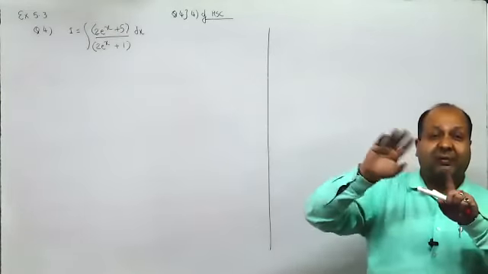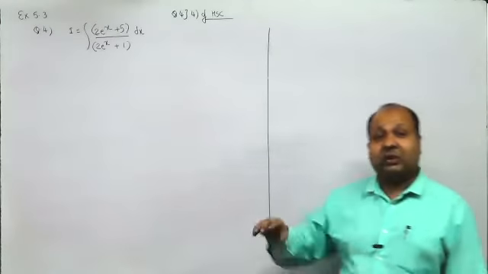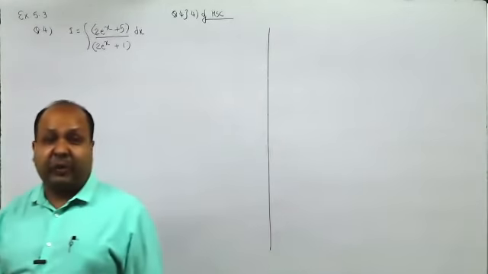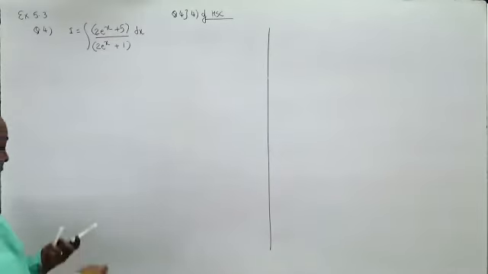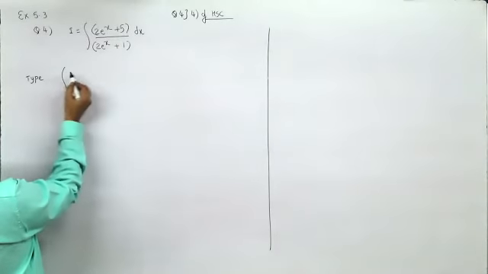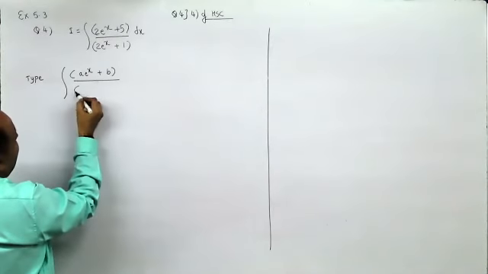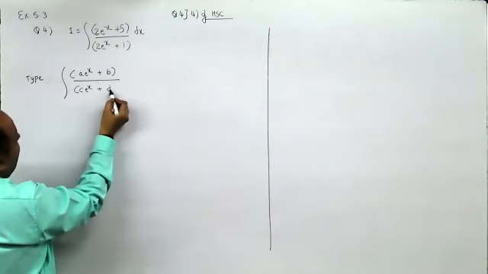But those were the type of problems that were of exercise 5.1 and 5.2. Now I'm moving on to exercise 5.3. Here you have problems of the type a e raised to x plus b, that means you'll have e raised to x plus b, and you will have some other term in the denominator, c e raised to x plus d.